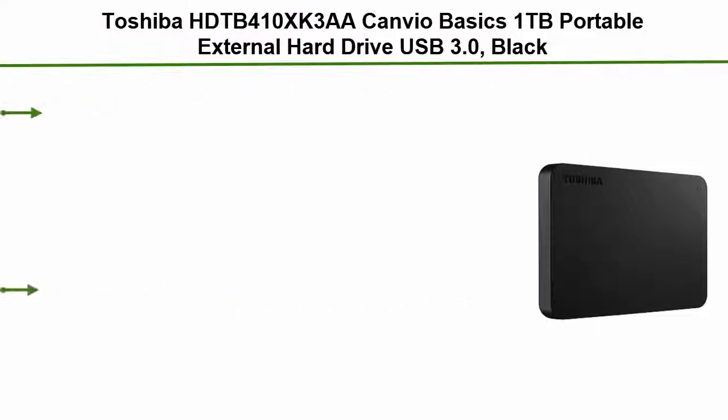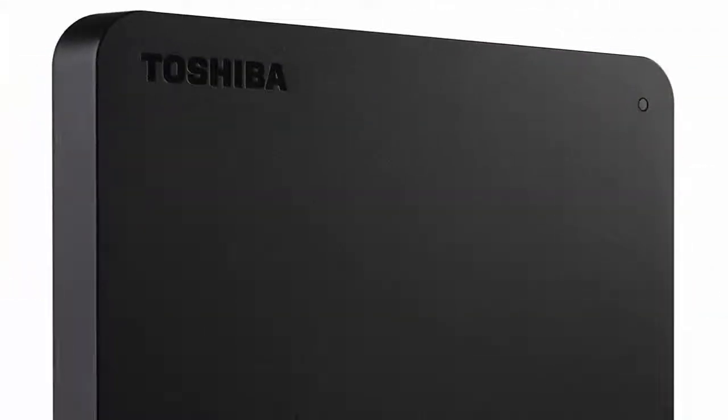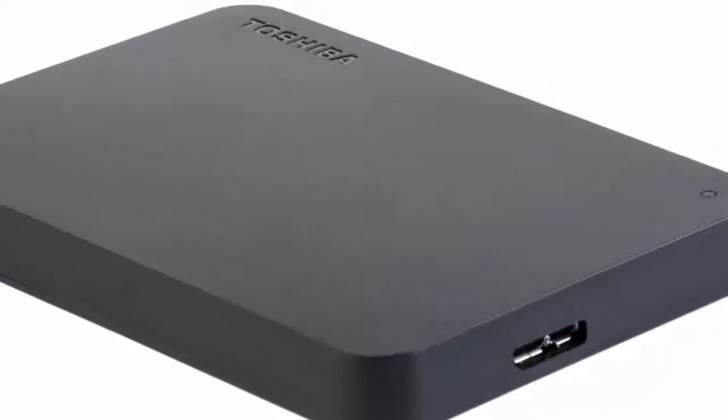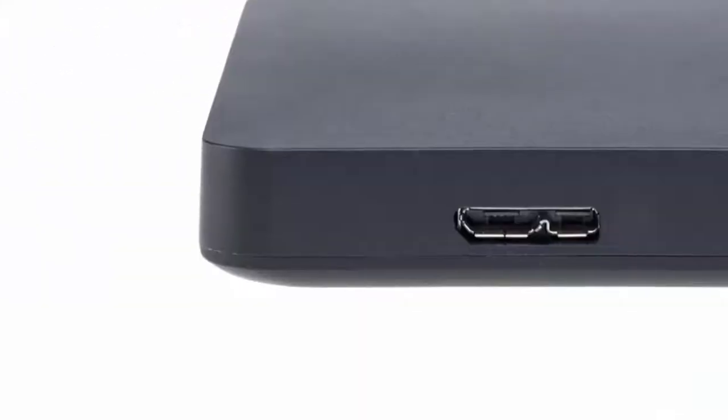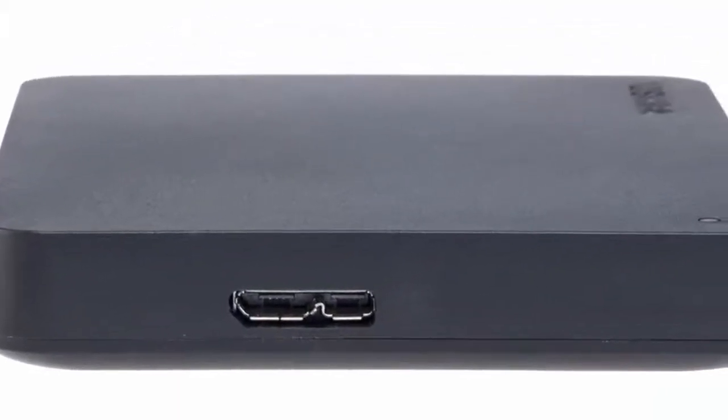Top 4. Toshiba HDTB410XK3AA Canvio Basics 1TB Portable External Hard Drive, USB 3.0, Black. Sleek profile design with a matte, smudge-resistant finish. Plug and play, easy to use with no software to install. Quickly add more storage capacity to your PC and other compatible devices. USB 2.0 compatible with no external AC power cord needed. Includes Toshiba One Year Standard Limited Warranty. Ready to use with your PC and no software installation required.